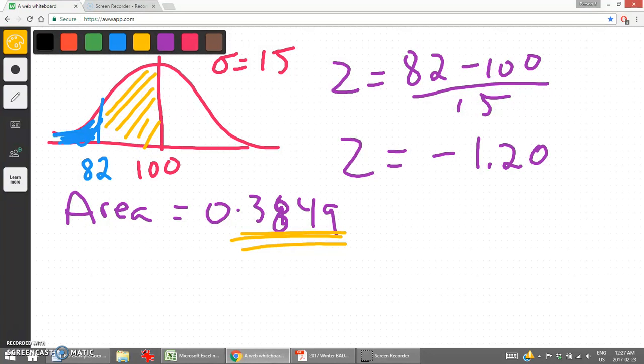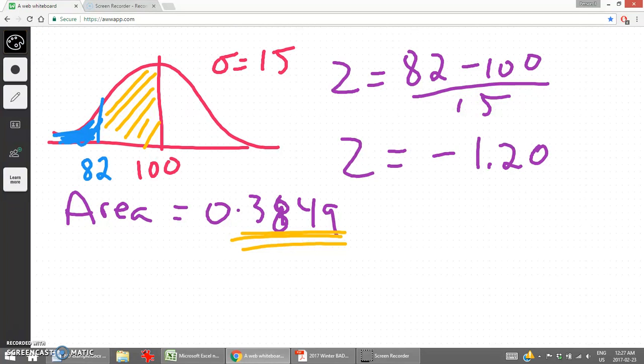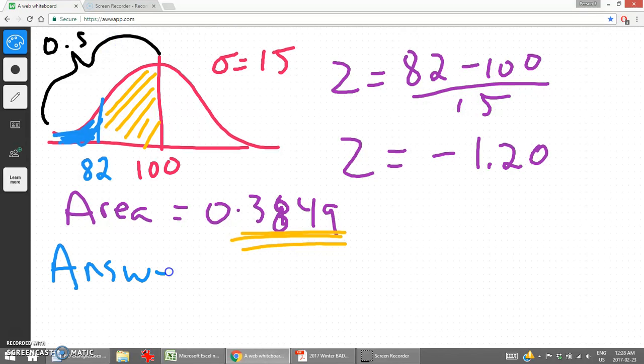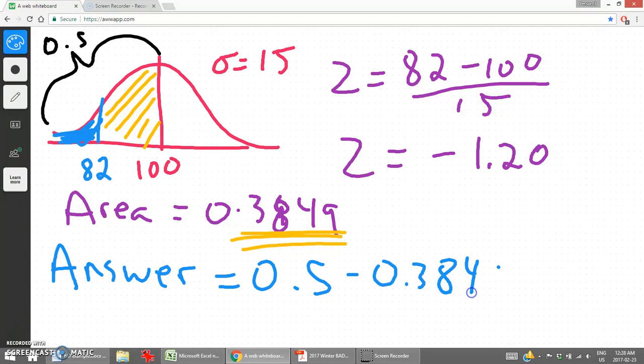Remember that this part of the normal distribution is an area, total area 0.5. So we have just found that part of that half is 0.3849. So that area, or section of the normal distribution, that's less than 82 would be 0.1151, the difference.